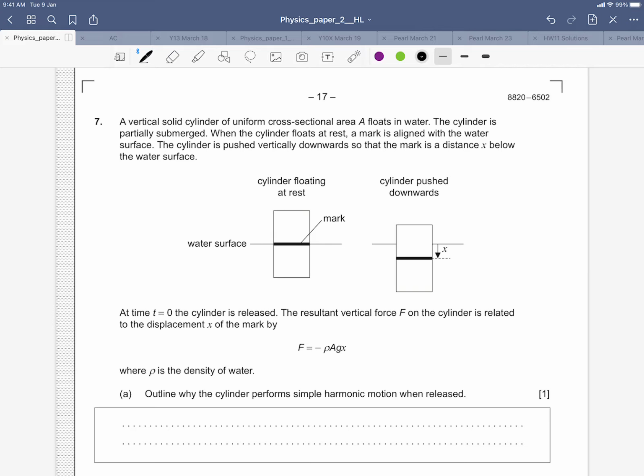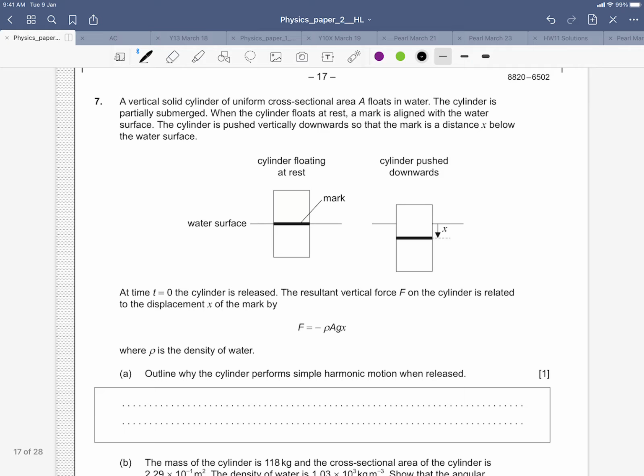Okay, question 7 is a simple harmonic motion question, and it's a relatively straightforward one. So just make sure you read the question carefully, and in the end they're just giving us this expression for the resultant vertical force, and it depends on the displacement x in the following way. We can see that the net force, and therefore also the acceleration, is directly proportional to the displacement and opposite to it. So that's what we usually have to write when we have to outline why SHM occurs.